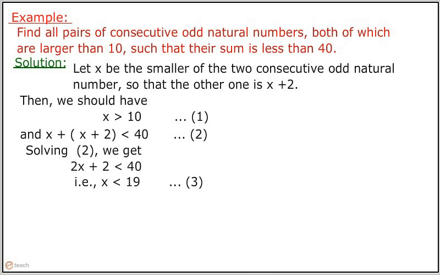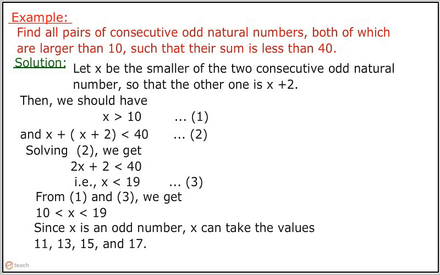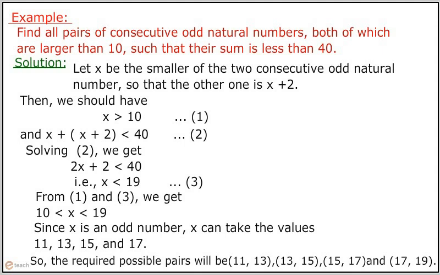Solving number 2, we get 2x plus 2 is less than 40. That is, x is less than 19. Let's call this inequation number 3. From inequations 1 and 3, we get x is greater than 10 and less than 19. Since x is an odd number, x can take the values 11, 13, 15 and 17. So, the required possible pairs will be 11, 13; 13, 15; 15, 17; and 17, 19.